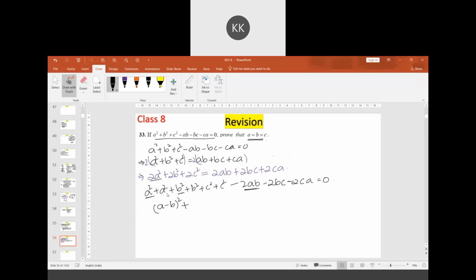Then A square plus C square minus 2CA is A minus C whole square, and B square plus C square minus 2BC is B minus C whole square. I got A minus B whole square plus B minus C whole square plus C minus A whole square equal to 0. This combination is possible only when these are equal to 0. That is the only possibility.